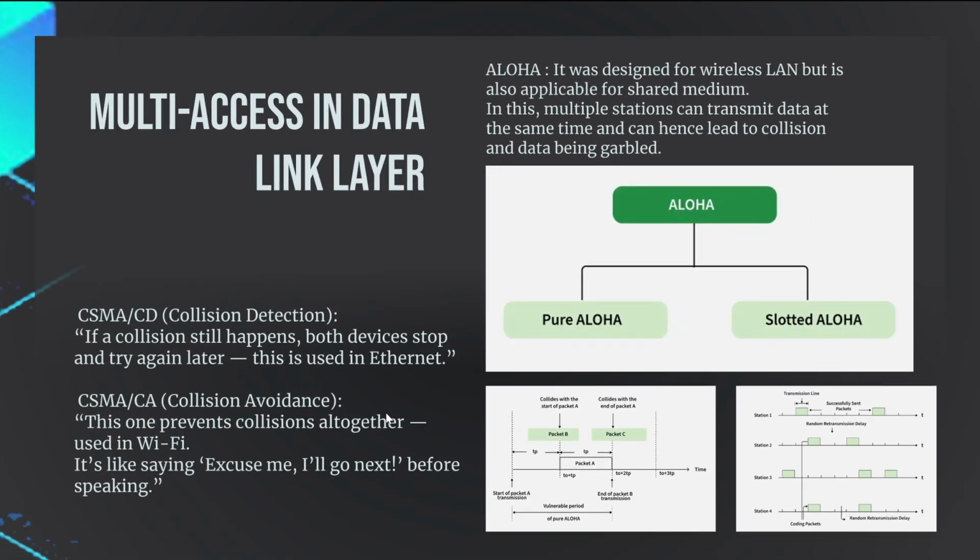Multiple access is needed when several devices share a single communication line. The first method is Aloha. It was designed for wireless LAN but is now also applicable to a shared medium. It is one of the earliest methods and has two types, pure Aloha and slotted Aloha.